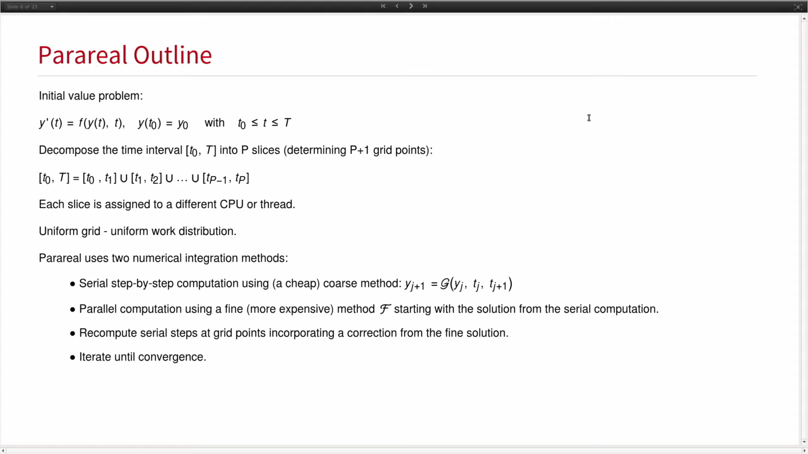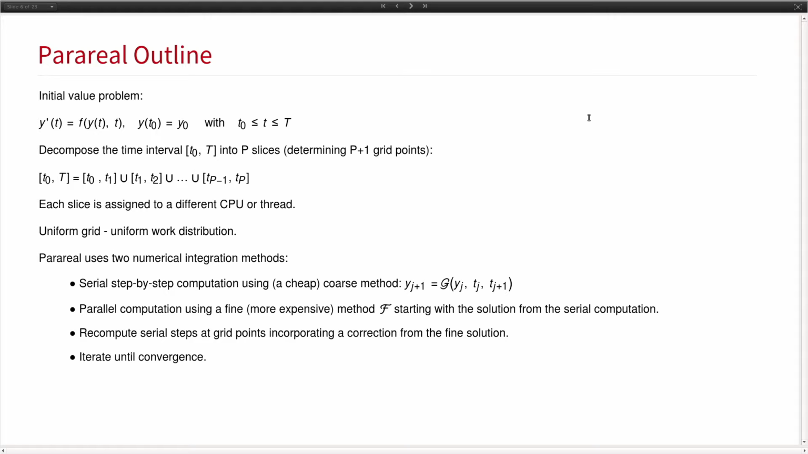So here's an outline of the method, how it works. We want to solve this initial value problem over a time interval. We'll subdivide this time interval into little pieces, where the number of subdivisions is the number of processes or the number of parallel computations that we're going to be doing. So we have a time interval, say 0 to 10, and we'll chop it up into smaller time slices.